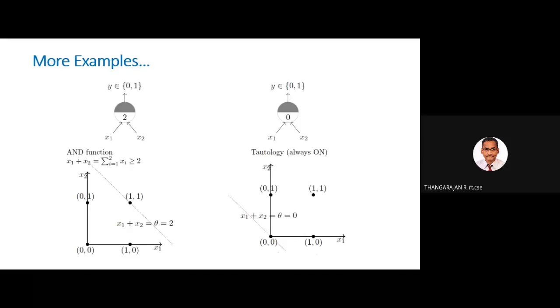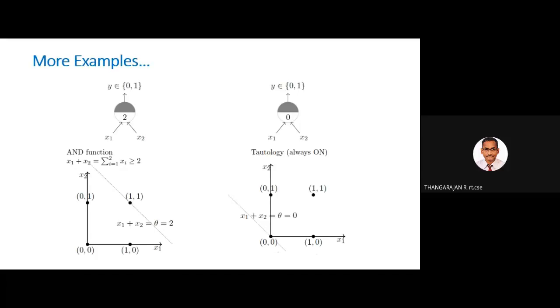So here you see that irrespective of the value of x1 and x2, even if x1 and x2 are 0, the threshold is set to 0, so the condition is true. So the output becomes 1. You see this is a line, a line that represents x1 plus x2 equal to 0. So that represents a tautology.